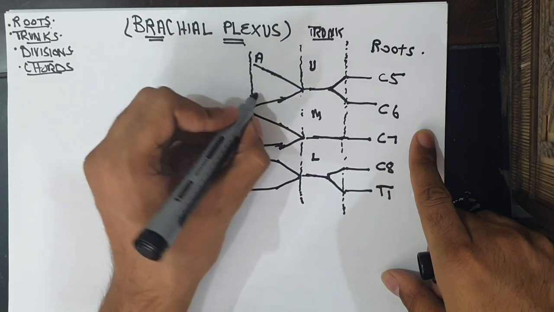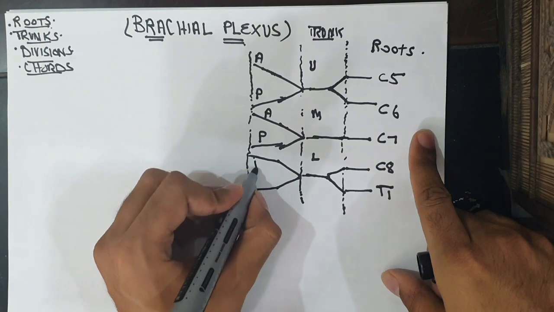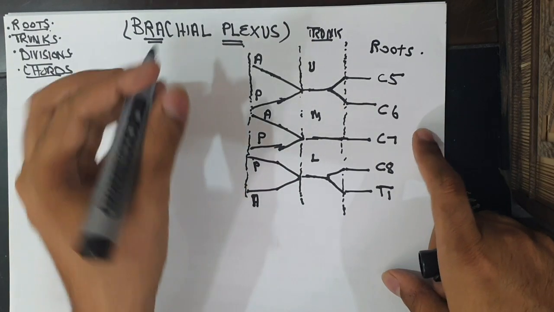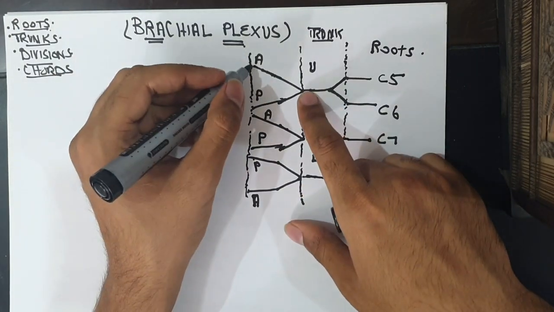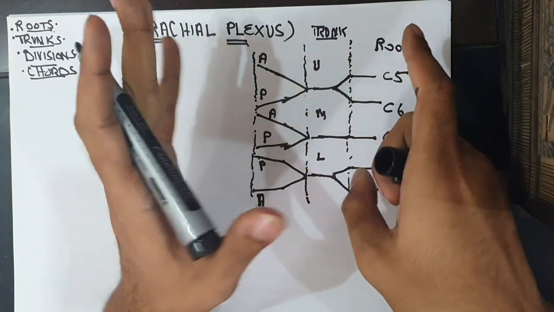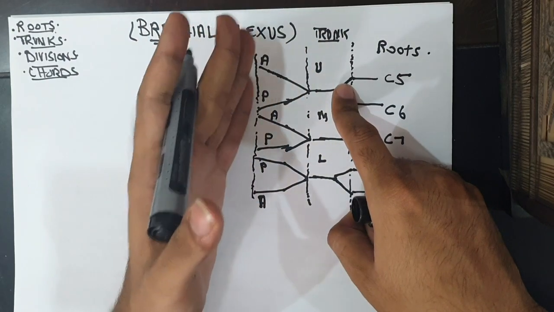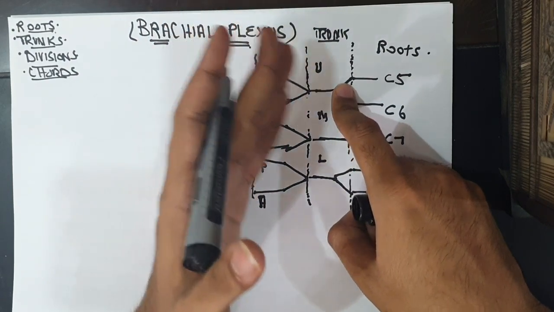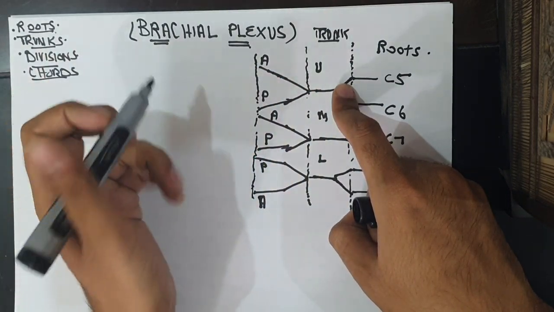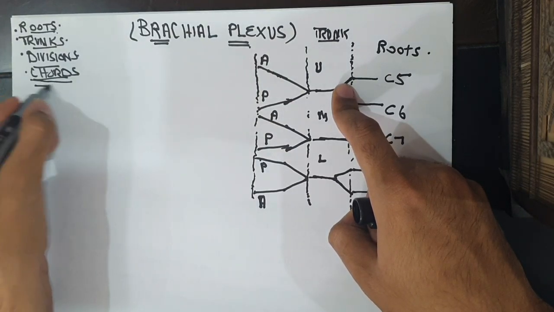This is anterior, posterior, anterior, posterior, posterior, anterior. Now these AP and PA are actually the divisions into which the trunks have divided. The upper trunk has divided into anterior and posterior divisions, the middle trunk into anterior and posterior divisions, and the lower trunk into anterior and posterior divisions. Now I hope you are getting all of this.